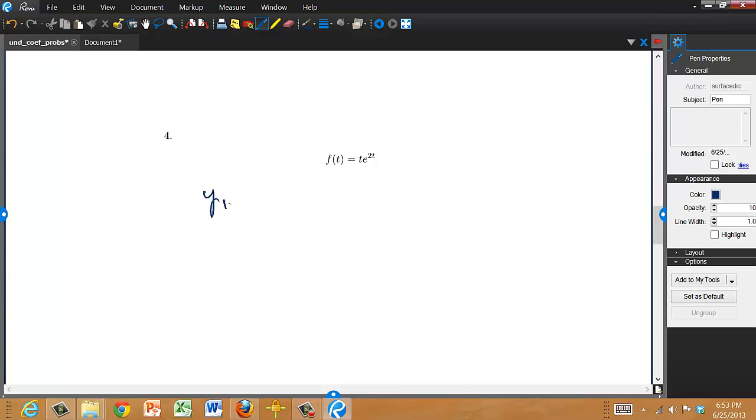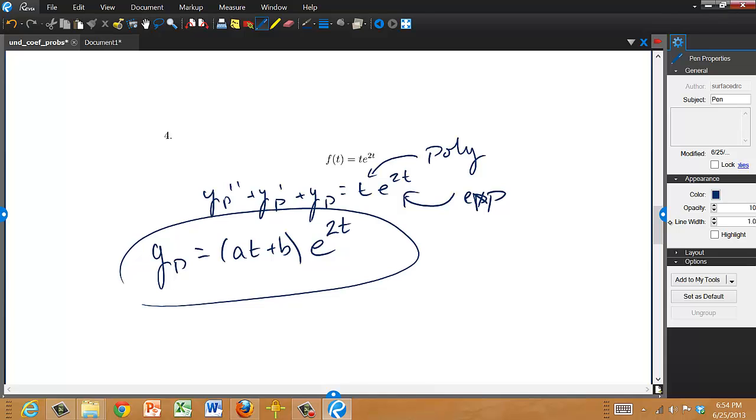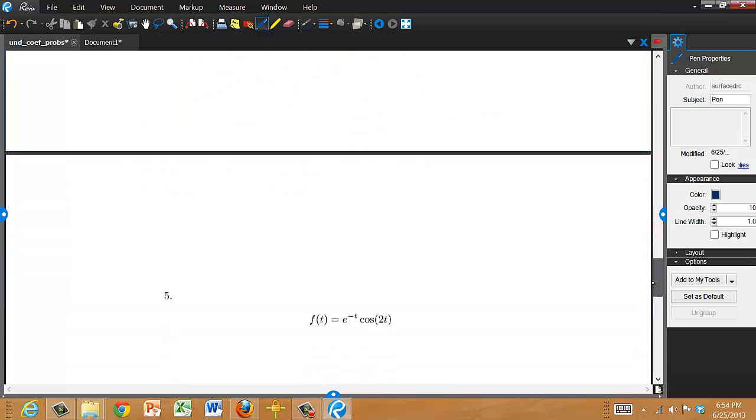So in this problem, I want yp double prime plus yp prime plus yp to be t e to the 2t. The corresponding guess here, we have a polynomial times an exponential. Just like they do in the book, we'll guess that our particular solution is a polynomial of matching degree, at plus b, times a corresponding exponential, e to the 2t. Once you have this guess, you calculate derivatives, plug everything in, and everything goes as normal.